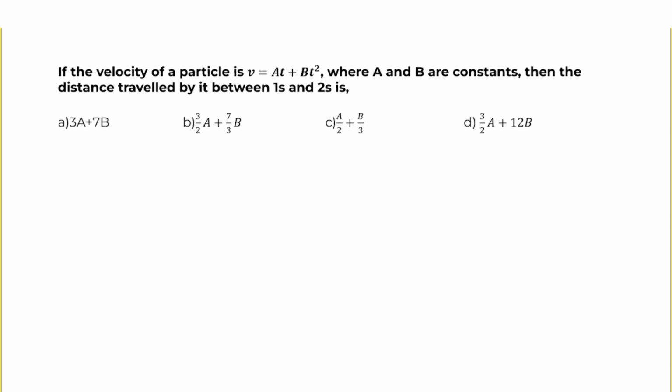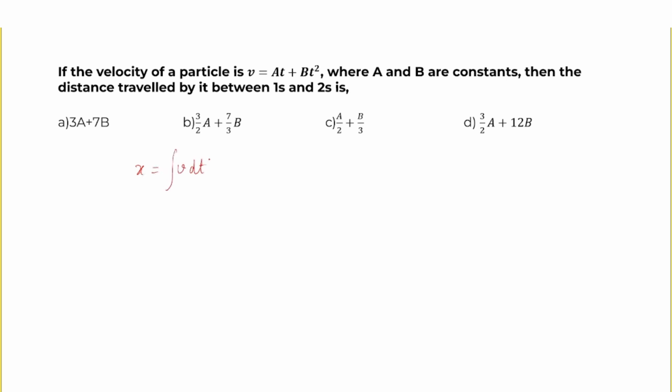If the velocity of a particle is v = at + bt², where a and b are constants, then the distance traveled by it in the first and second is, so basically we know this is our velocity function. To get displacement or distance from a velocity function, that will be our x, and x here will be equal to the integration of v dt.